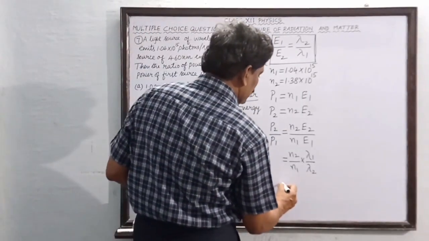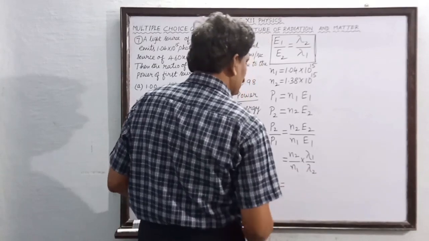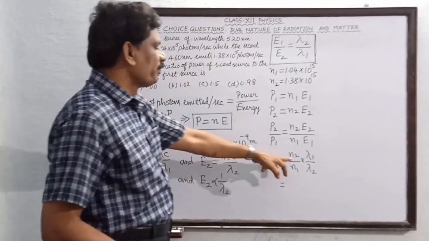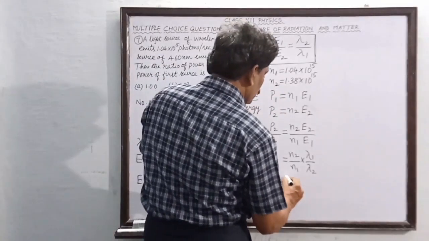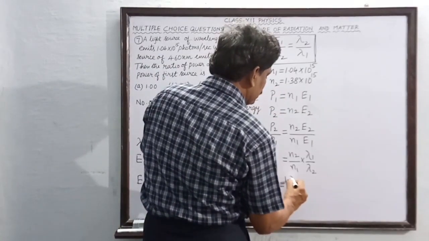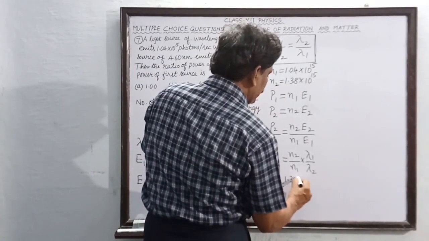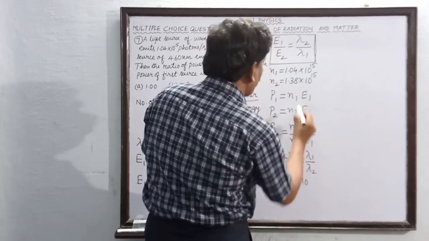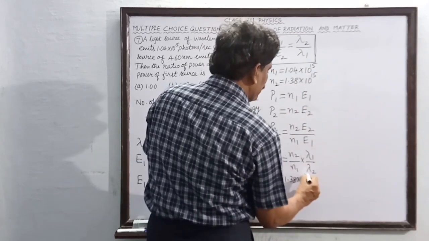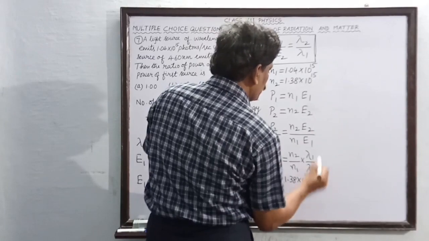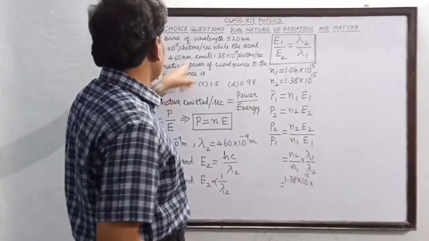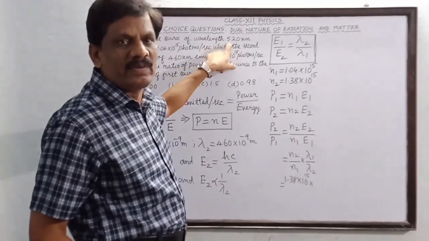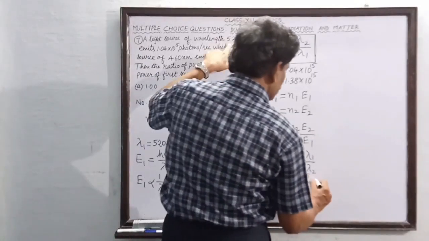So this is now equal to what? What is the value of N2? N2, you see here, 1.38. So this is equal to 1.38 multiplied by 10 power 15, into what is lambda 1 we have to substitute. So lambda 1 is what? 520 nanometer.